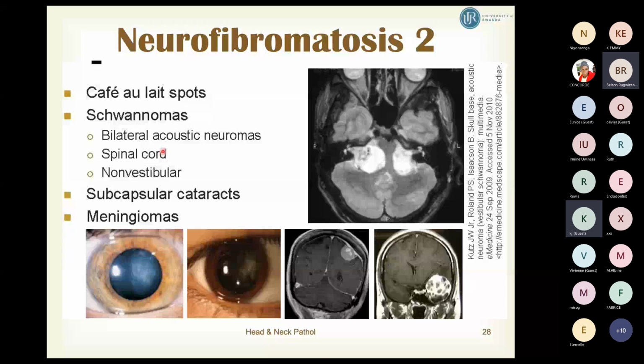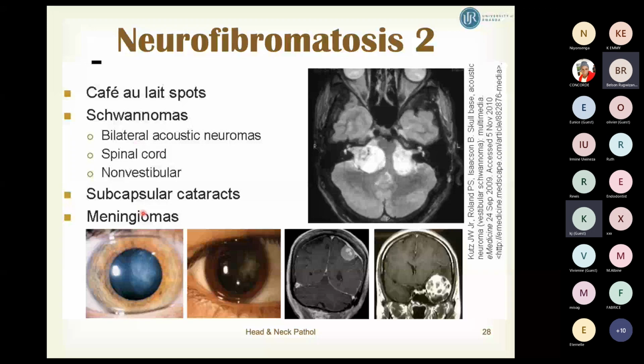So in that case, the cells around this nerve are not oligodendrocytes, they will be Schwann cells. That's why you can see someone can have a schwannoma in the spinal cord, or a schwannoma within the intracranial cavity, but outside the brain itself.